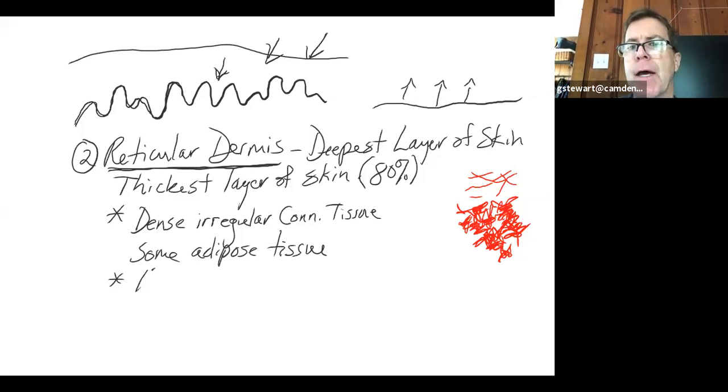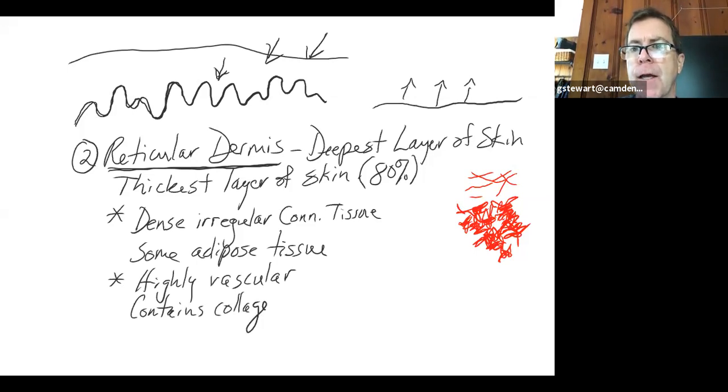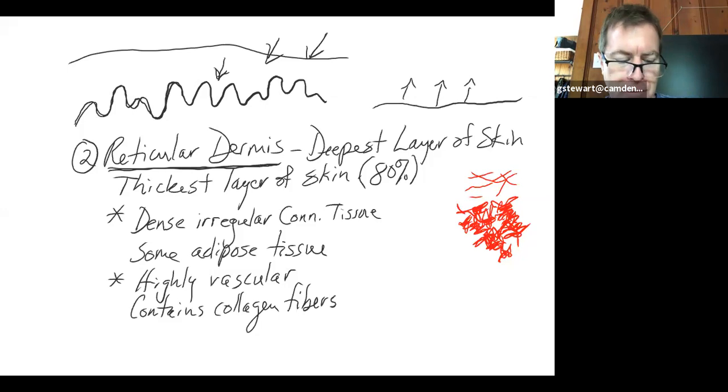It's highly vascular. Lots of blood supply. It also contains a lot of collagen for strength and collagen fibers. And they run parallel to the skin surface to try to help glue down all of the above layers.